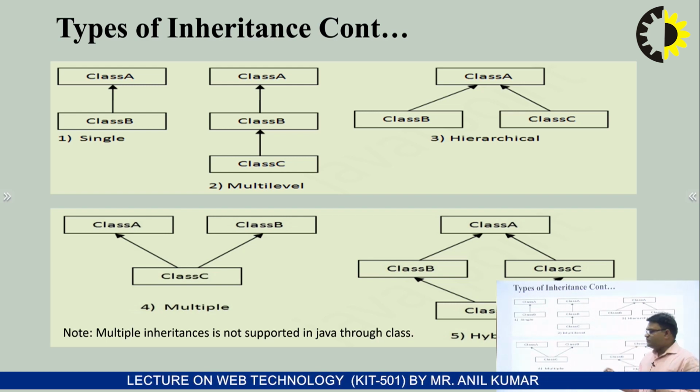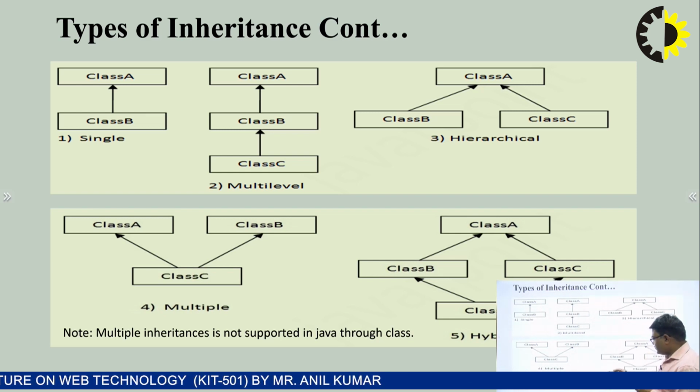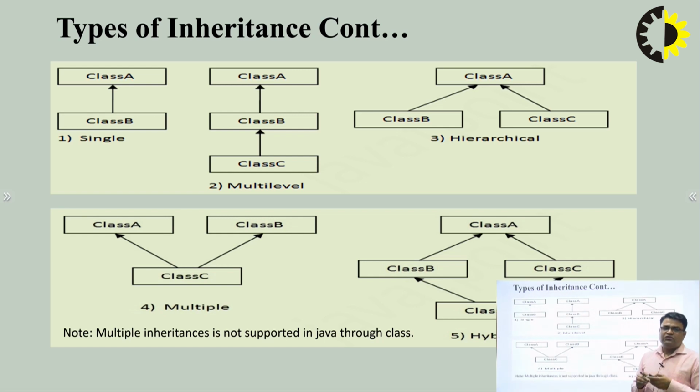Then multiple inheritance. Multiple inheritance is not supported in Java in terms of classes. It is achieved by using interfaces, because Java says there is only one mother class. This is the Object class. All classes in Java are derived classes of it. Like the Object class is the top class and the String class is a subclass. All the classes derive from the Object class. So here we see class A and class B are two superclasses and class C is the child. This is not possible in Java. So this type of inheritance, multiple inheritance, will be achieved by using interfaces.